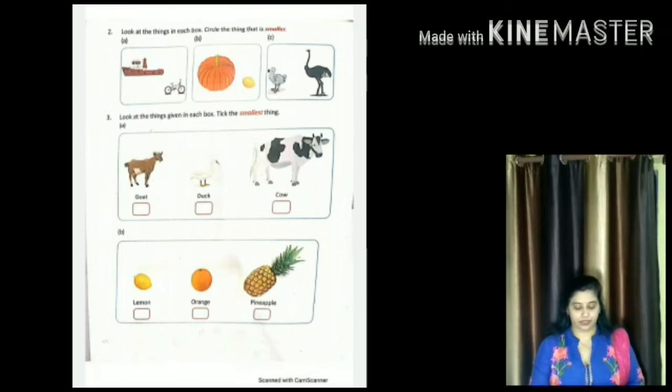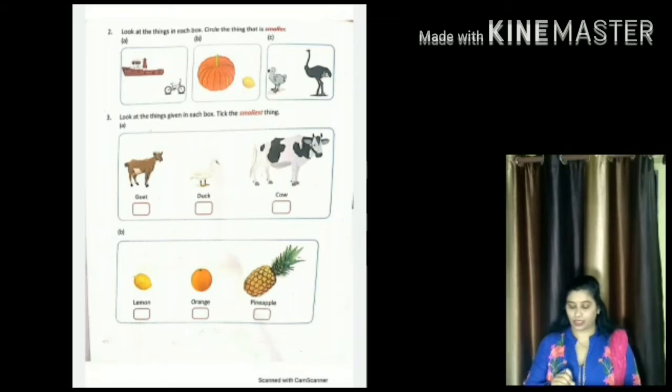Come down. Next, these exercises are for your practice, and parents, you will help. Please look at the things given in each box. Pick the smallest thing. Three animals are there and you will tick the smallest thing. First picture, it is a goat. Second picture, duck. Third picture, cow. Which one is the smallest? The duck is smallest. Next picture, lemon, orange and pineapple. Same thing you will do here. Take the smallest thing. The lemon is the smallest thing.